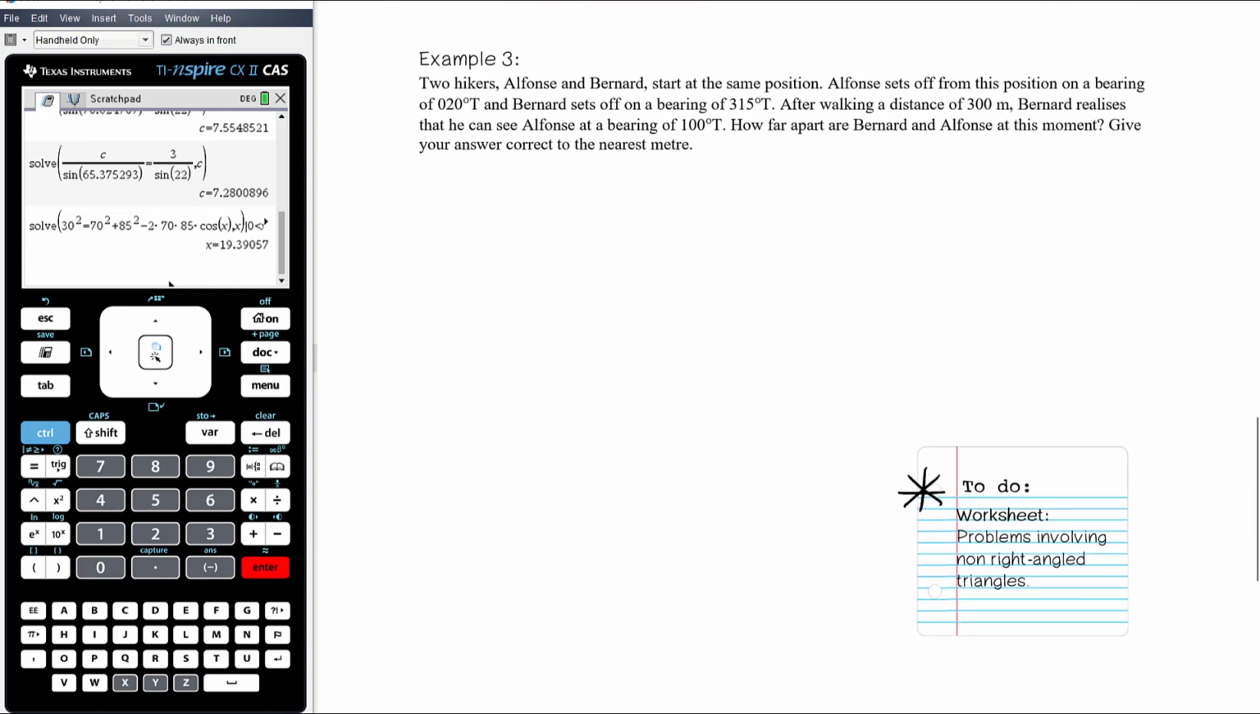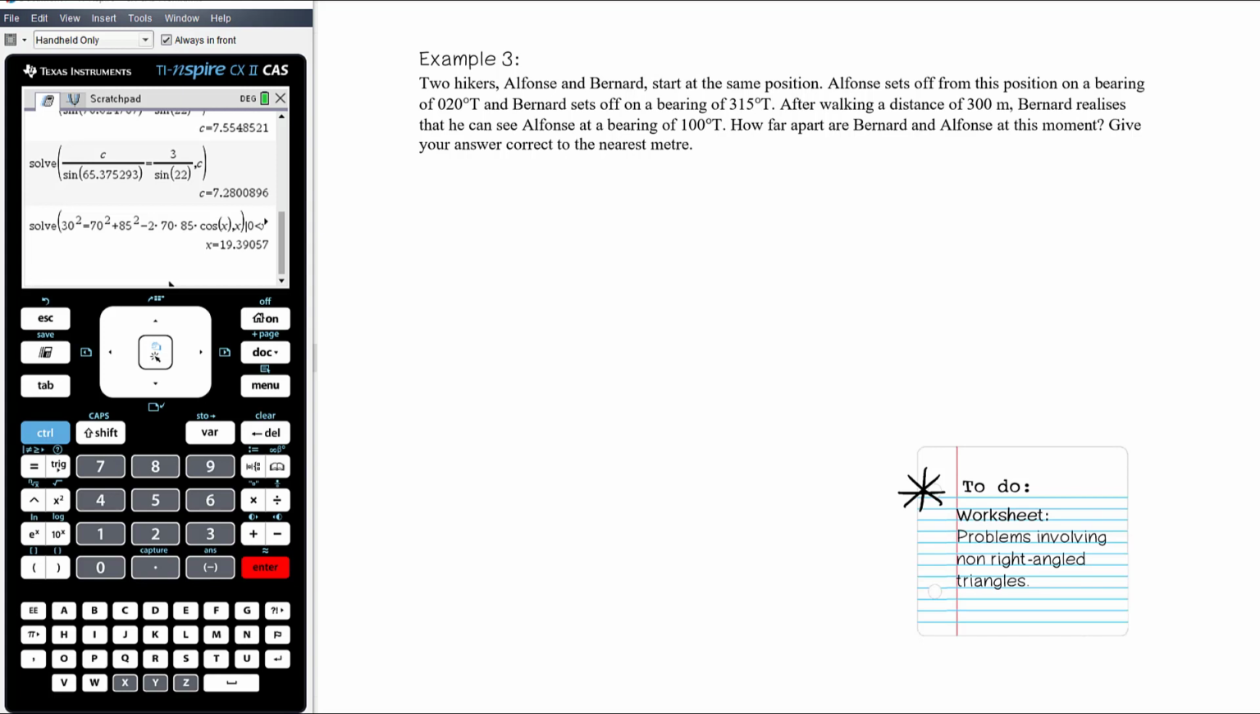Okay, last example. We have to come up with the diagram ourselves. So two hikers, Alphonse and Bernard, start at the same position. Alphonse sets off from his position on a bearing of 20 degrees true, and Bernard sets off on a bearing of 315 degrees true. After walking a distance of 300 metres, Bernard realises that he can see Alphonse at a bearing of 100 degrees true. How far apart are Bernard and Alphonse at this moment? Give your answer correct to the nearest metre.